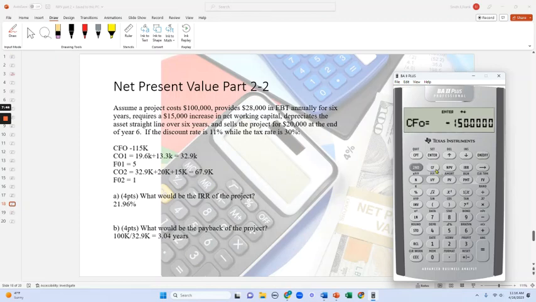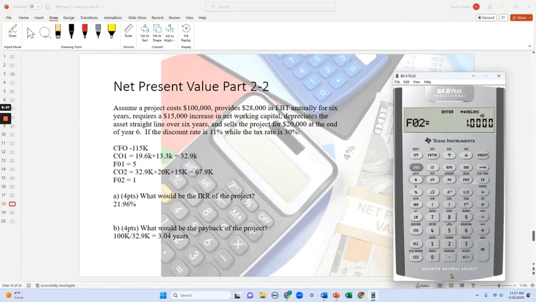So if we look at that from a cash flow standpoint, let's just clear this out. CF0 is 115 negative, or $115,000. C01 is this 32.9, and it actually occurs 5 times on the 6-year project. The 6th year is different, so we enter that. And finally, the terminal cash flow was 32.9 plus the salvage, plus the working capital coming back. So that was 67.9. And that actually occurs once.